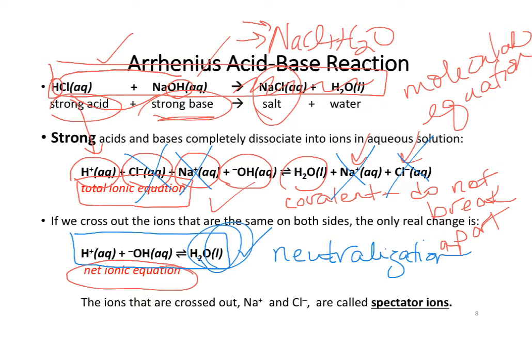Anyway, when you rewrite the total ionic equation, leaving out the things that have been crossed out, that is your net ionic equation. The net ionic tells you what has actually chemically reacted, okay? The things that got crossed out are called spectator ions.